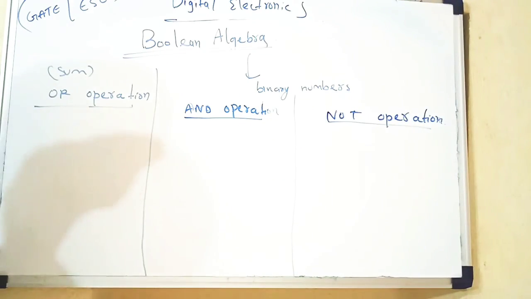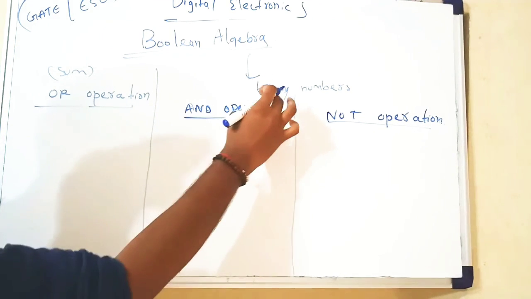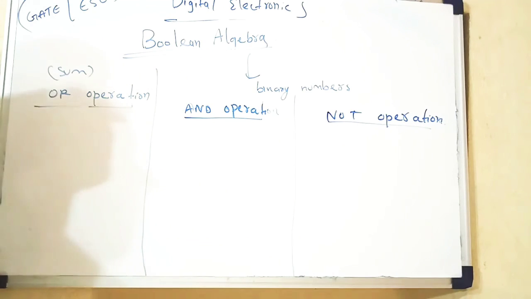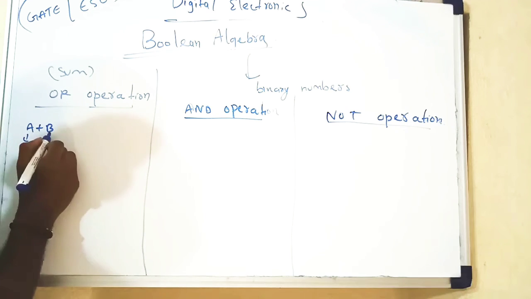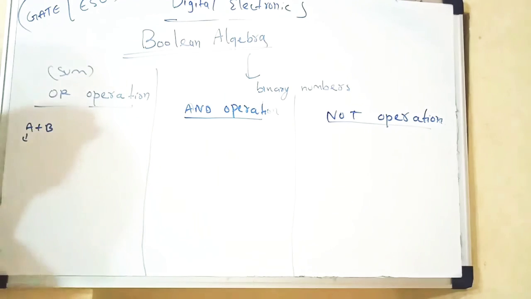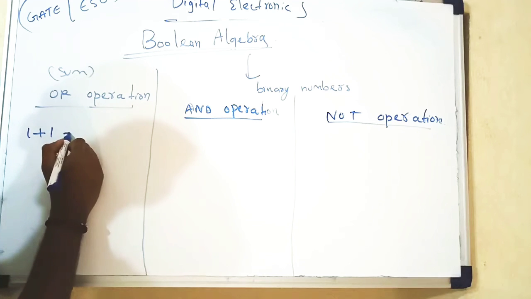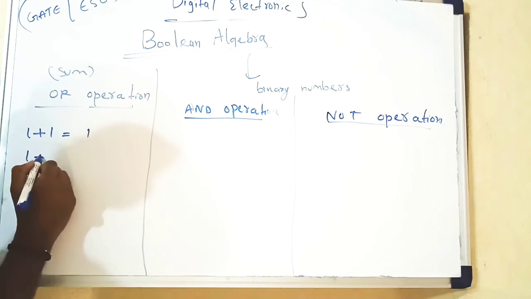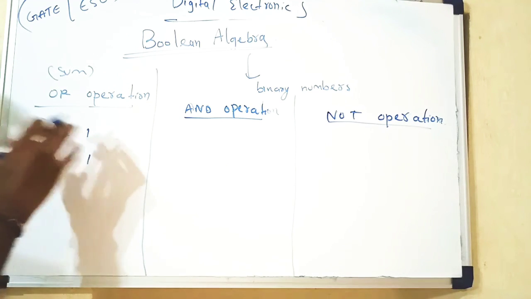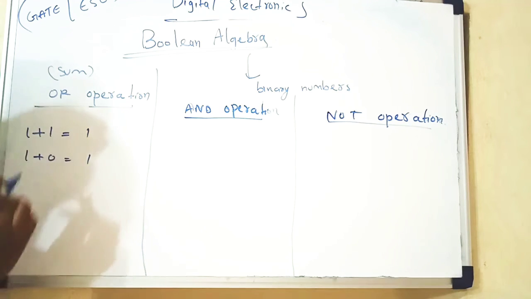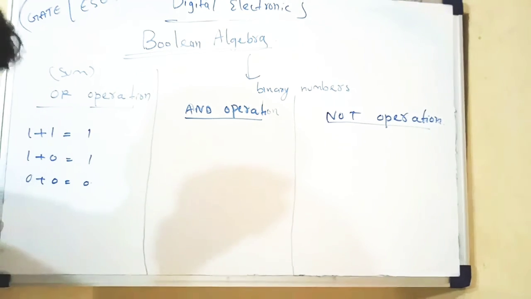Here OR operation is nothing but summing. You should remember that we are dealing only with binary numbers, not decimal, octal or hexadecimal. If I am taking any two values, A plus B, A is a binary number and B is also a binary number, which takes the value either 0 or 1. Here OR means summing. 1 plus 1 is 1, 1 plus 0 is 1, and 0 plus 0 is 0, because both are zeros.